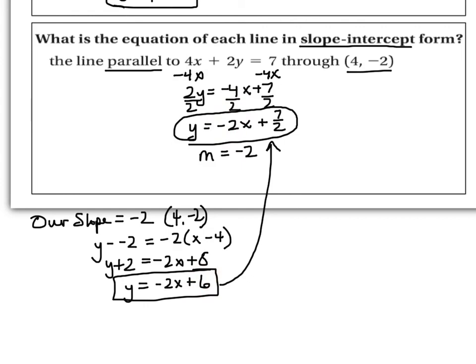Okay? So this ending concept of section 2.4 is the last part of linear that we're going to look at. Parallel and perpendicular lines. Okay, this is an important part of this section. You are going to see part of this on quizzes and tests. Okay, this concludes section 2.4, parallel and perpendicular lines.